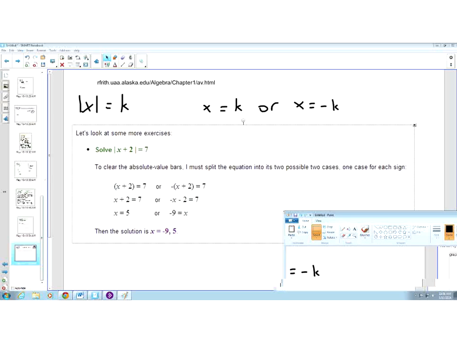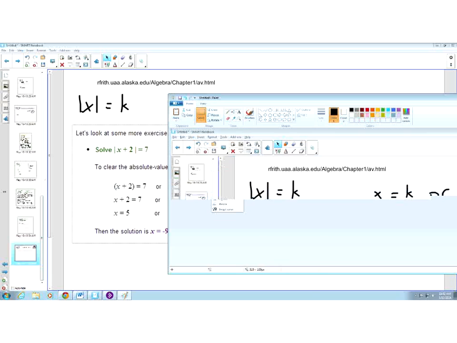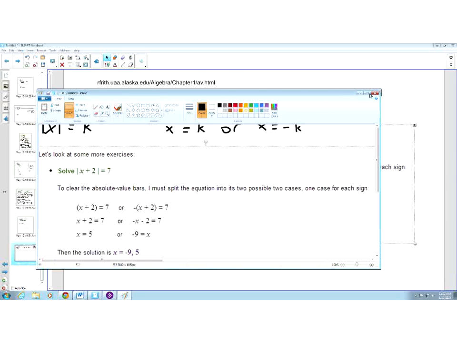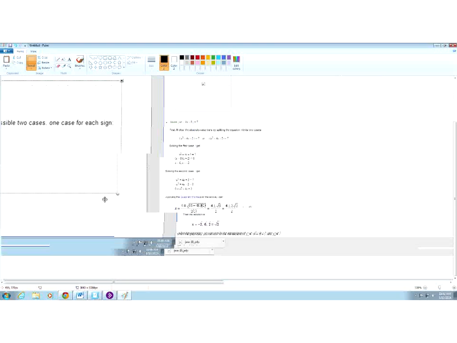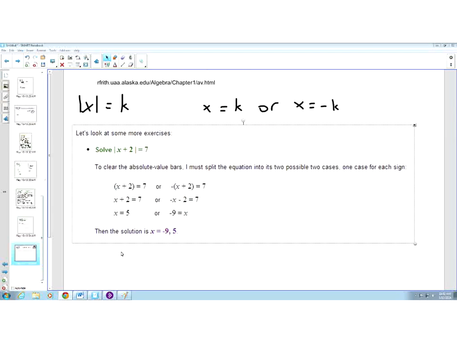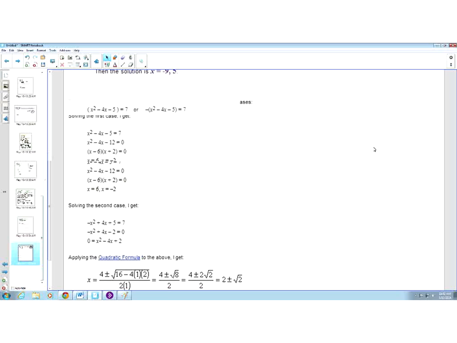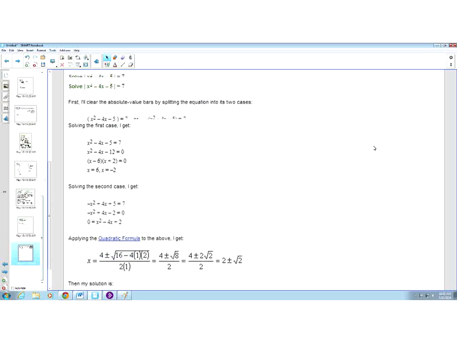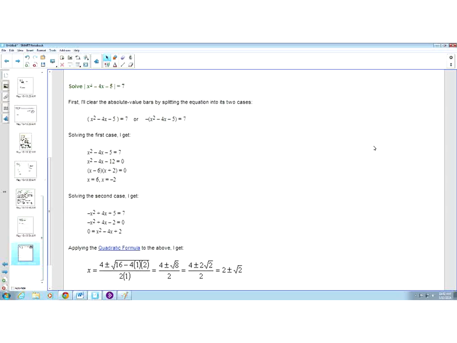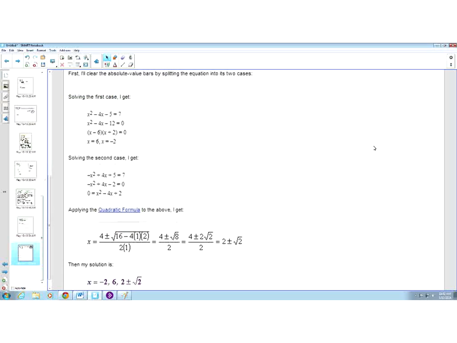Just step through a couple of examples. Solve: absolute value of a quadratic is equal to 7. Here's the solution here, so see if you can duplicate the results shown here.